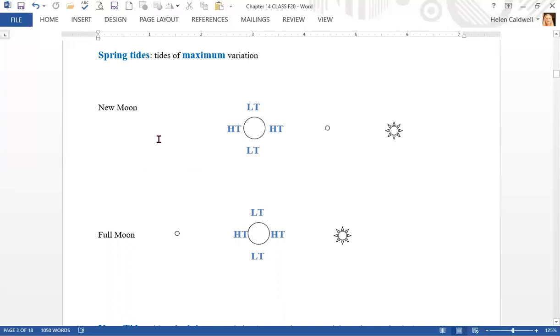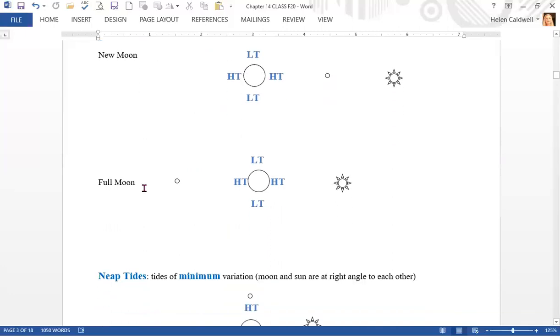And again, this is an aerial view. We're looking down on top of it. So we're hovering in our magic spacecraft. In the full moon, the moon is on the opposite side from the sun. And so there's still a tug of war going on. The moon pulls on the water and the sun pulls on the water. And again, if you line up your pencil with the moon and the Earth, that's the line the high tides fall on, and low tides would be at 90 degrees to that.